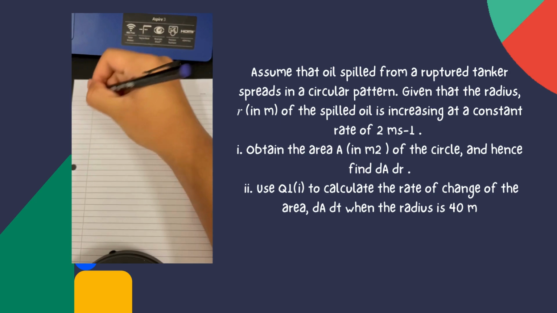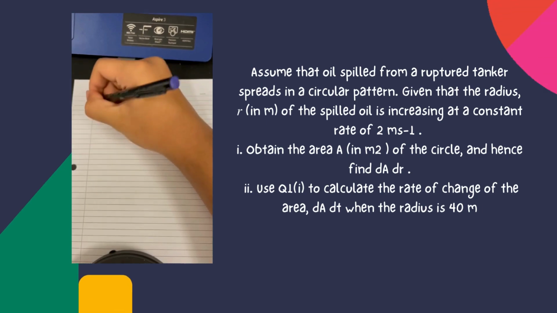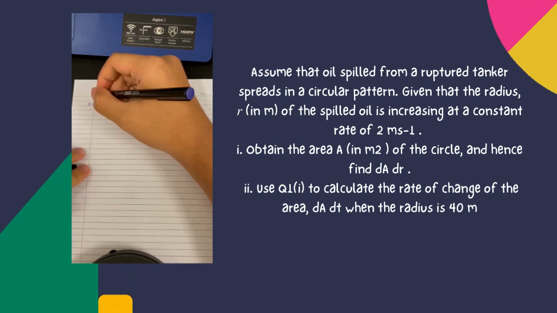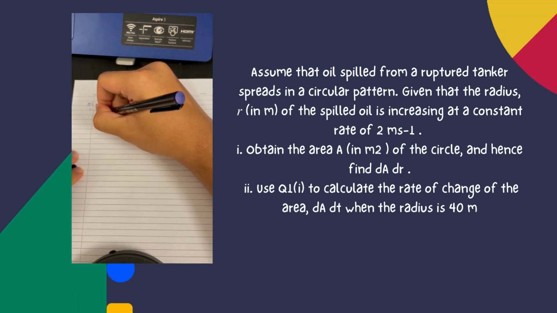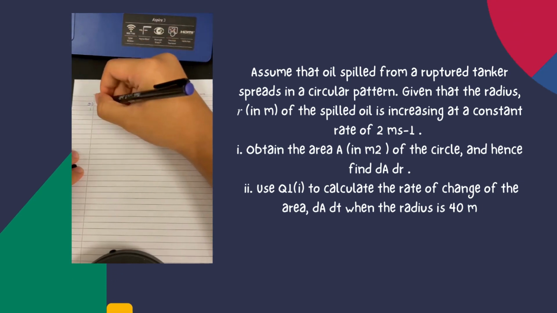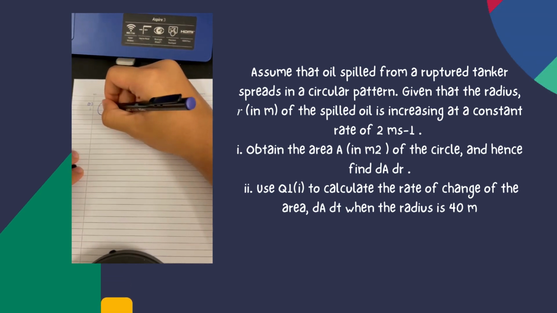For the first question, obtain the area A in meter square of the circle and hence find dA over dr. As we know, the formula of the circle is A equals pi r square. Based on this equation, we can differentiate to dA over dr, and the answer will be 2 pi r meter square.